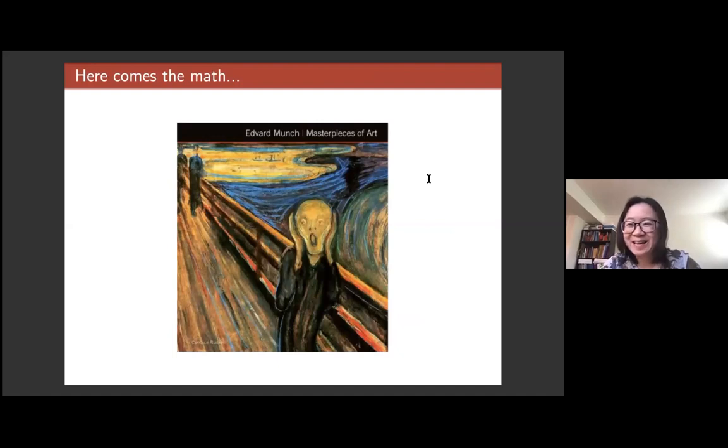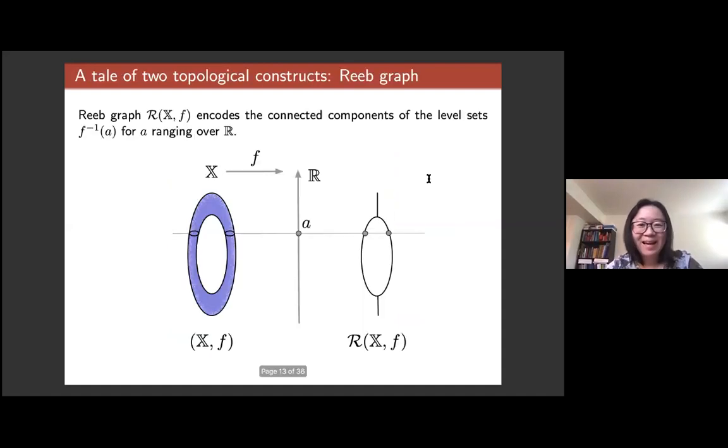All right, so I give this talk to a general audience. This is a bit of math that introduces a mapper graph. But I think for this audience, I should replace this picture with something very pleasant and happy versus the screen. All right, so here is a picture. There are two topological constructs that we care about. One is a continuous version, which is called a Reeb graph. The other one is the discrete version, which is what we call the mapper graph.